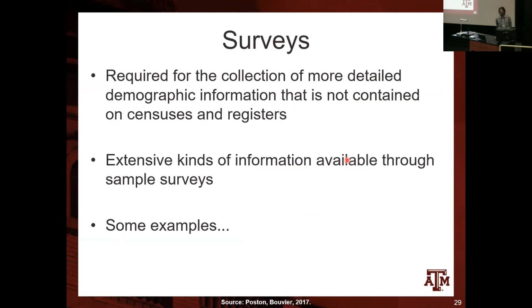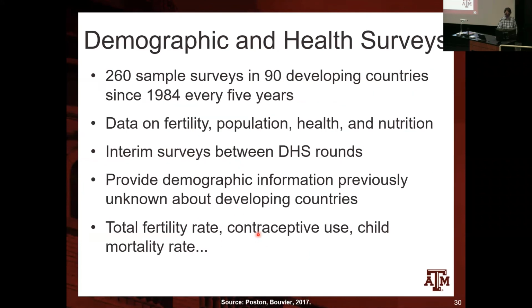So surveys are required for the collection of more detailed data. Remember, the American Community Survey is the one that, after the 2000 census, started to collect the long form questionnaire on a more regular basis since 2005. And it gets really detailed information about the population, more detailed demographic information that's not contained in census and registration systems. There are extensive kinds of information available through sample surveys, and I'm going to list some of them here. These are just some examples.